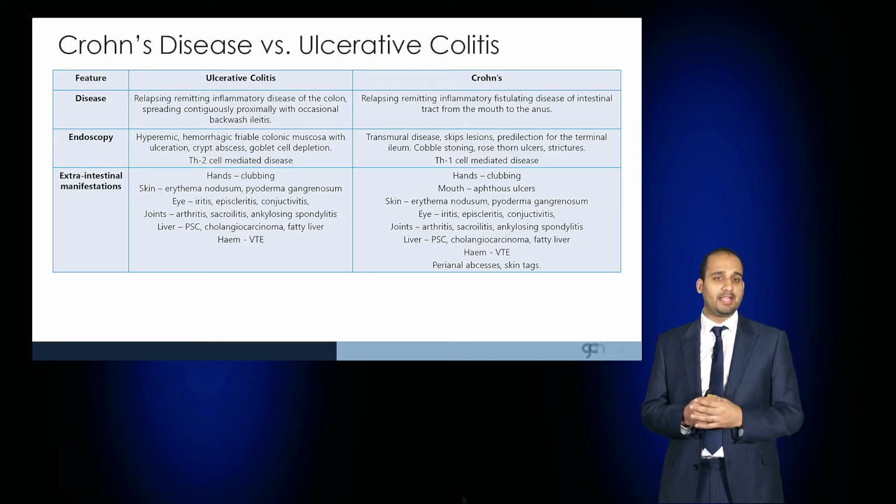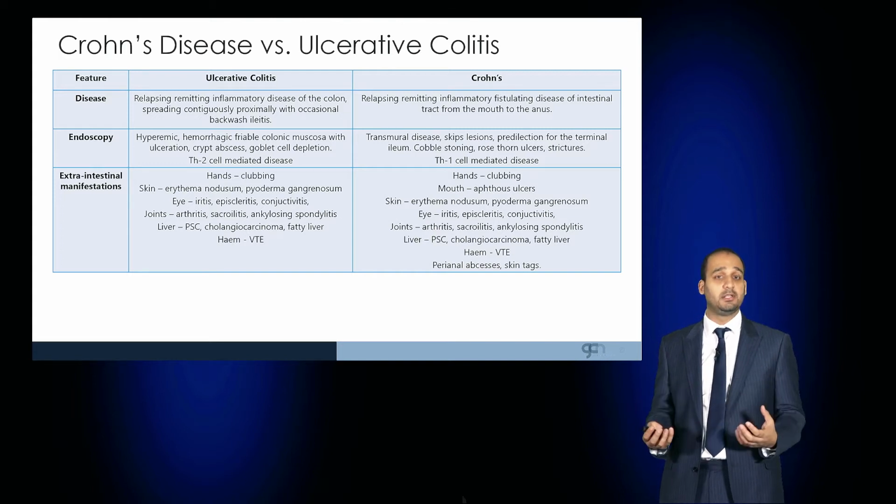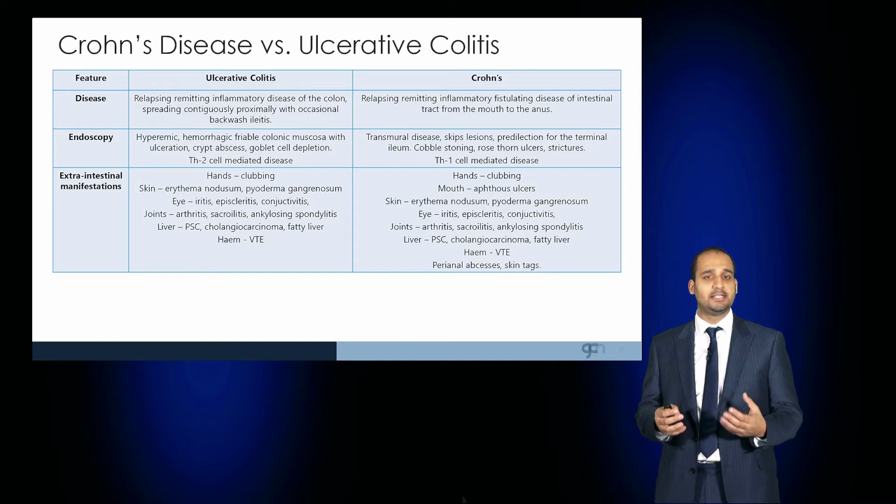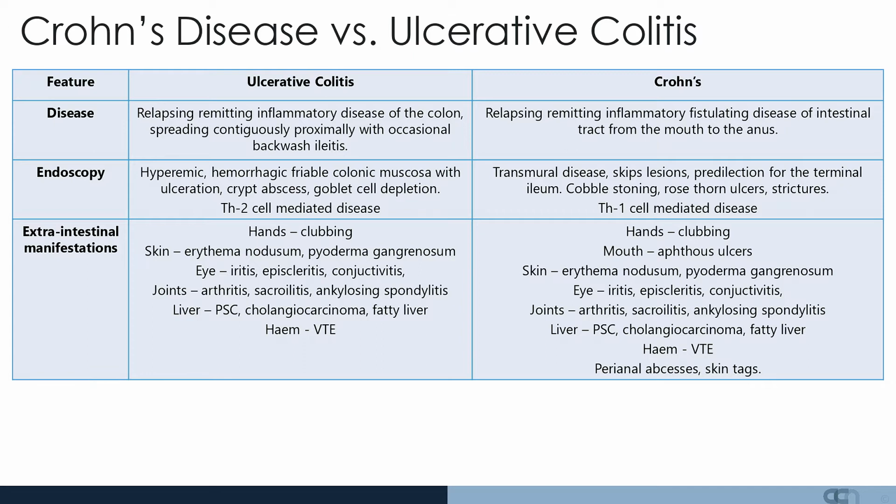There are a number of extraintestinal manifestations of both of these conditions. Patients may appear clubbed. The skin may demonstrate erythema nodosum or pyoderma gangrenosum. Eye signs include iritis, episcleritis, and conjunctivitis. The joints may be affected with arthritis, sacroiliitis, or ankylosing spondylitis. There is an association with liver conditions such as primary sclerosing cholangitis, cholangiocarcinoma, and fatty liver. Importantly, in Crohn's disease, look out for aphthous ulceration in the mouth.